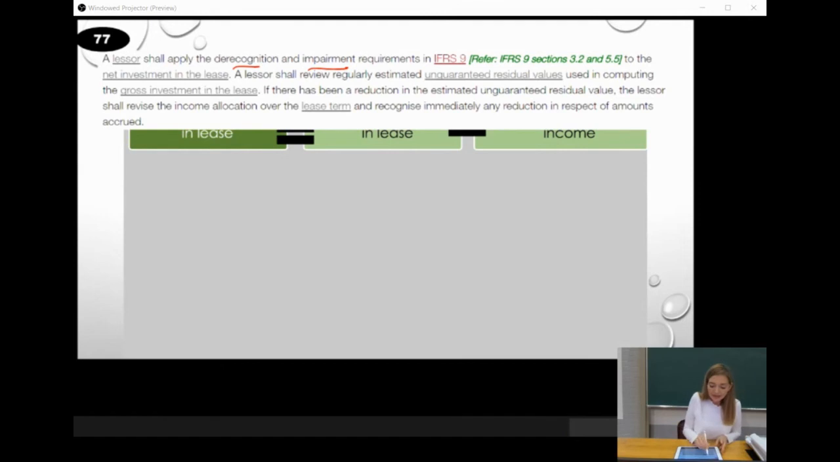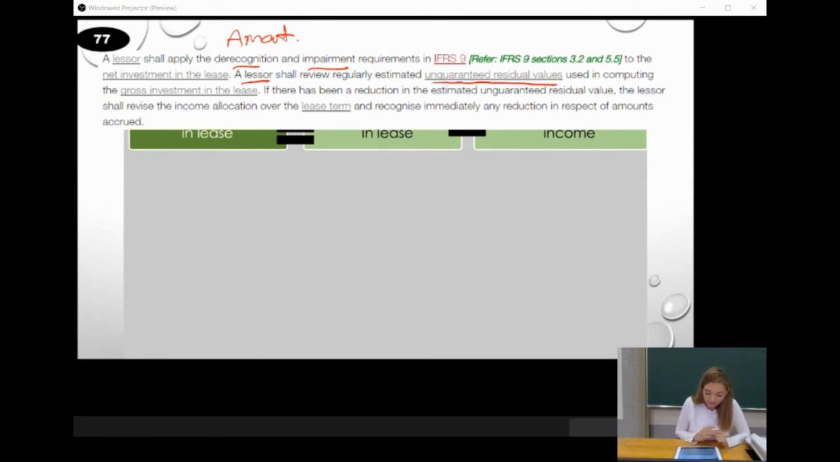And all this de-recognition, we do that with our amortization table, as a financial asset at amortized cost. That's how we actually de-recognize that asset. So it's accounted for in terms of IFRS 16, but the principles are the same as for an IFRS 9 financial asset at amortized cost. Okay, and then also in paragraph 77, they say that the lessor shall review the unguaranteed residual value regularly.